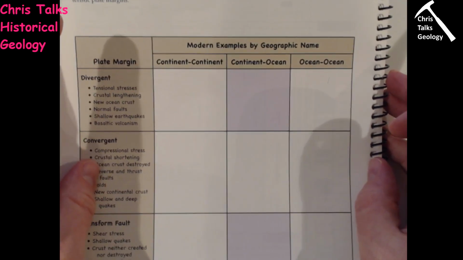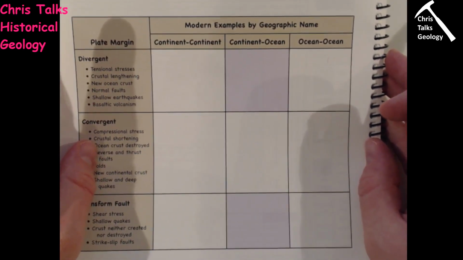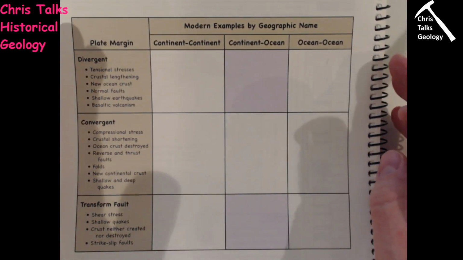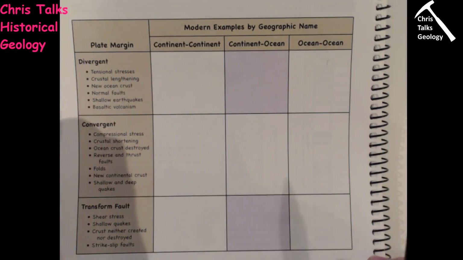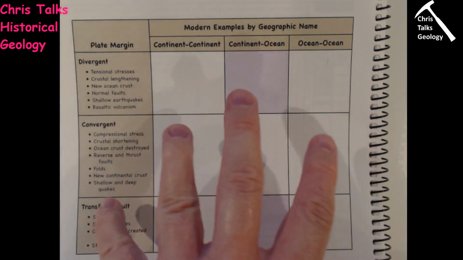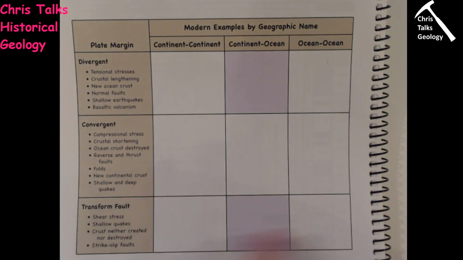The reason we're doing this table is because we want you to have a look around and just try and find some modern examples. So let's say you find a modern example, and it tells you something like the San Andreas Fault in California. I'm not going to tell you which one it is, but it would fit in for one of these boxes. So let's say you find the San Andreas Fault. Don't just write San Andreas Fault in.